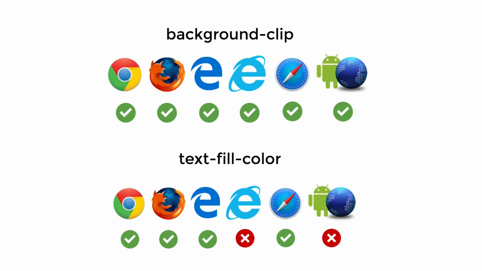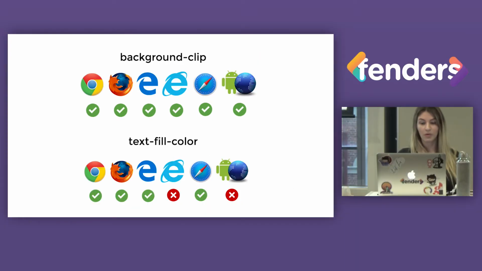Unfortunately, support is weird. Background clip is great in everything, assuming you use the unofficial WebKit prefix. Text fill color, no support in IE. Edge does have support though. And no support on default Android browser, which is kind of sucky, but because you need both for it to work, it's kind of one of those annoying things. Why did you do one without the other? I don't understand.